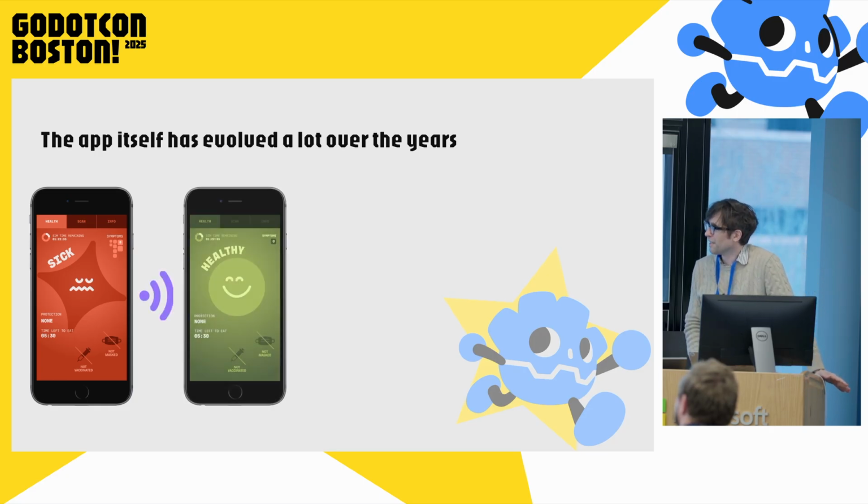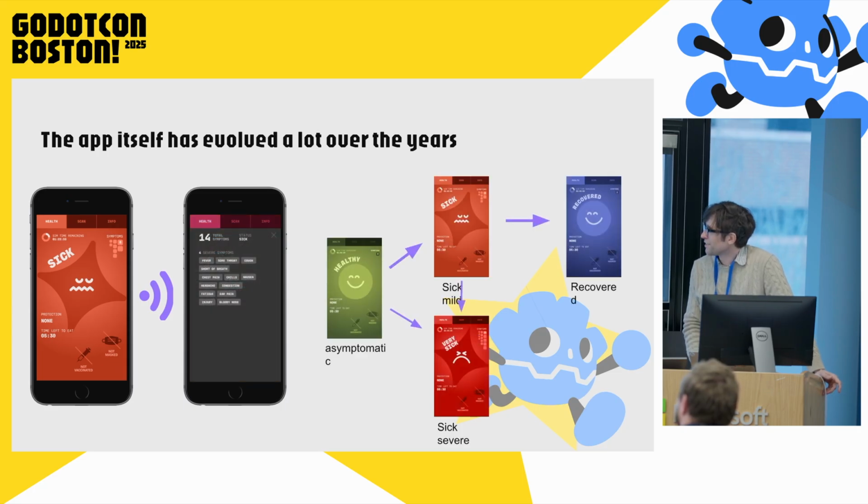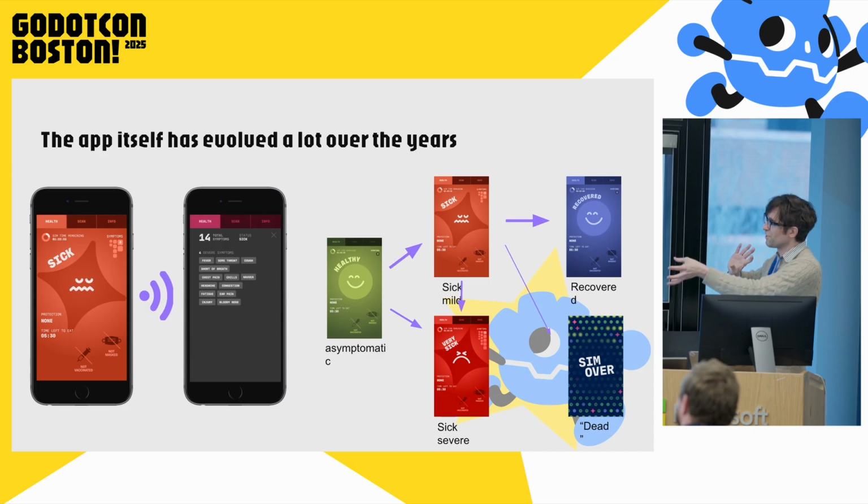Here you see how the app operates with the different states, when you start from asymptomatic or healthy, and then it goes across different states depending on what happens during the outbreak, etc. So this is a little bit of an intro about the app.